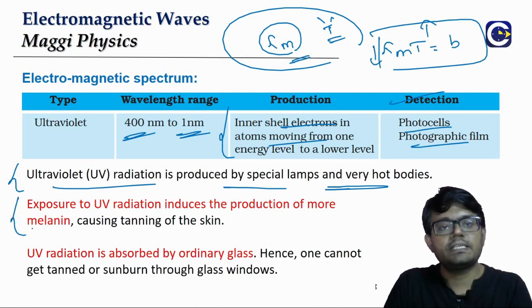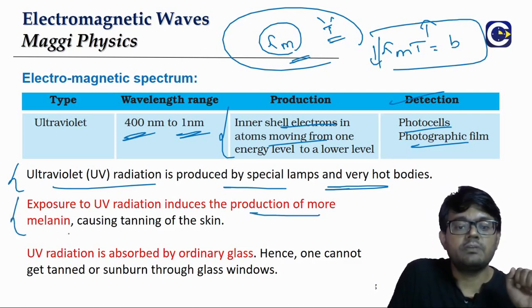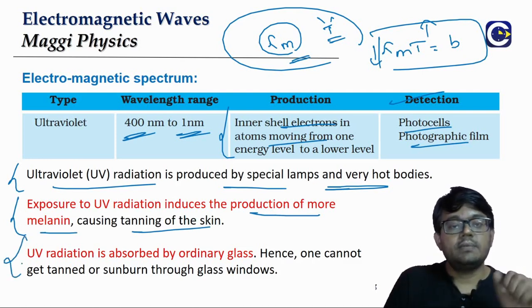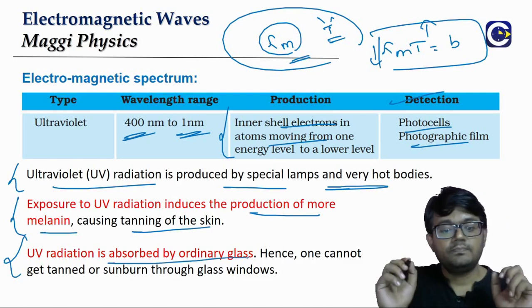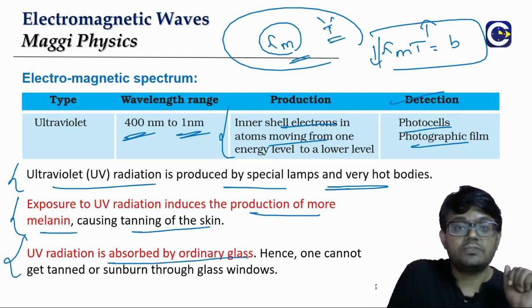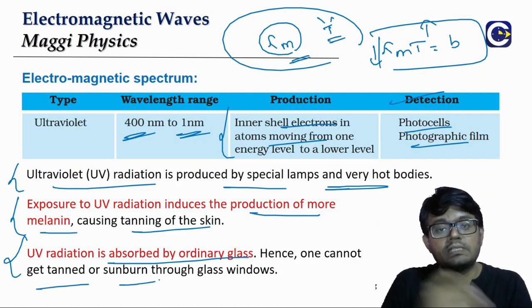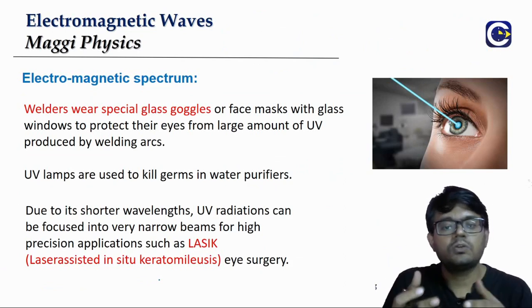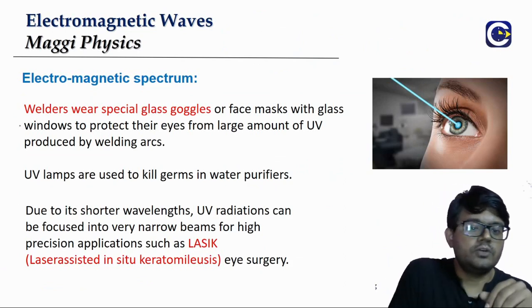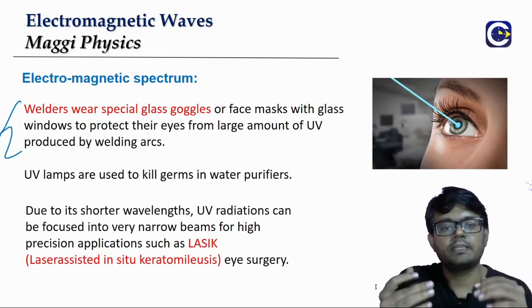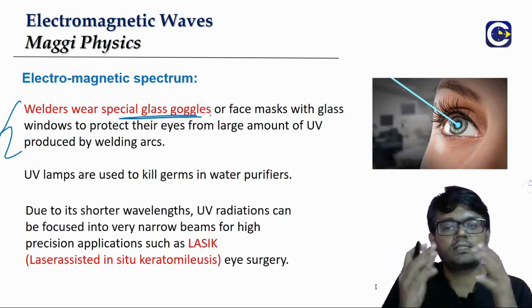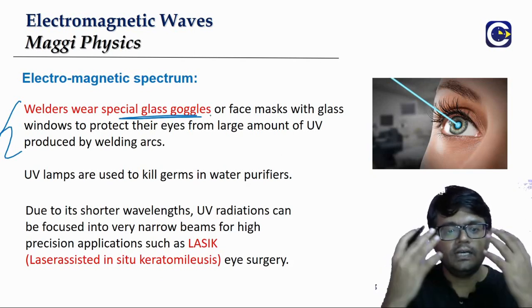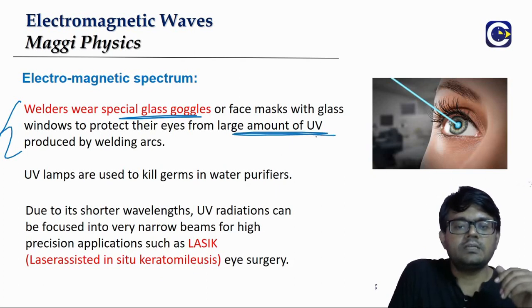So exposure to the UV rays will be harmful. It will lead to the production of the melanin. அதனால skin tanning. So UV rays can be absorbed by the ordinary glass itself. அதனால when you are having these glass windows, the tanning ஆகட்டும், sunburn ஆகட்டும், இதெல்லாம் வராது. Okay, so if you want to protect from UV, the welders will be using special goggles. Okay வா, அந்த மாதிரி face mask, so that they can actually protect the face and the eyes from the large amount of the UV produced.